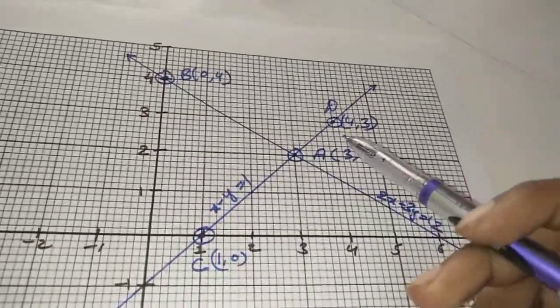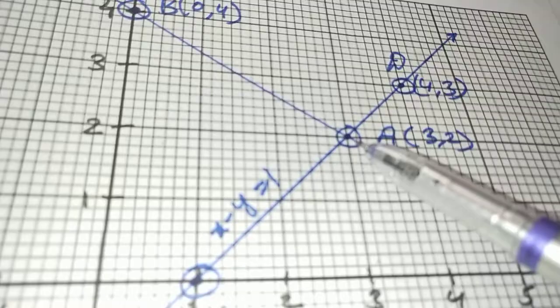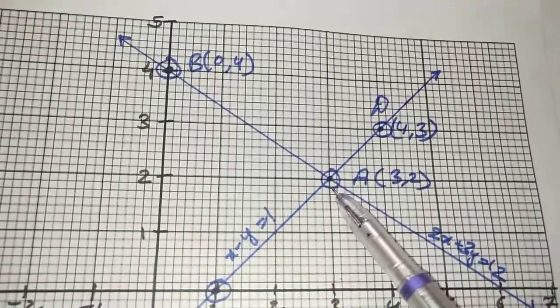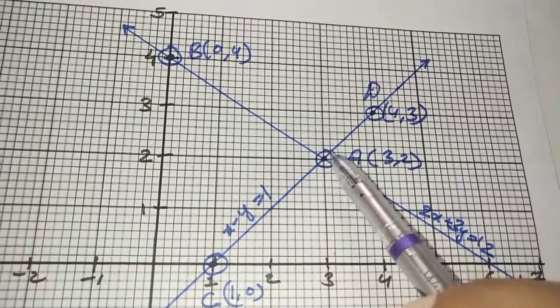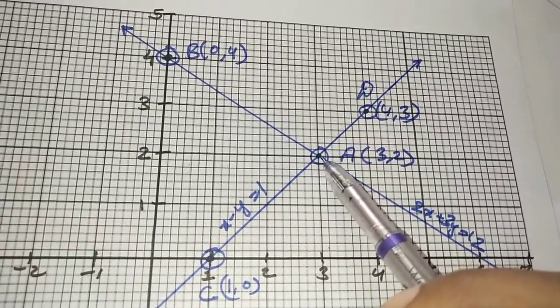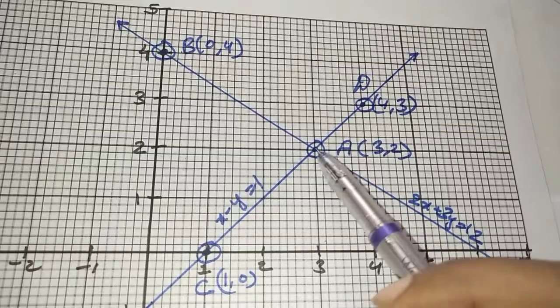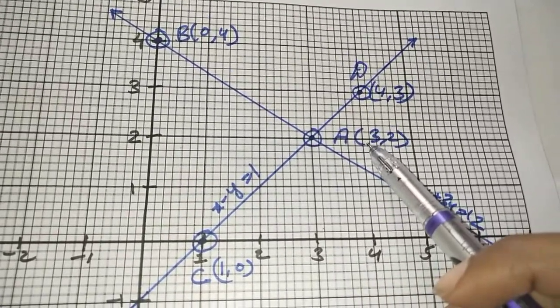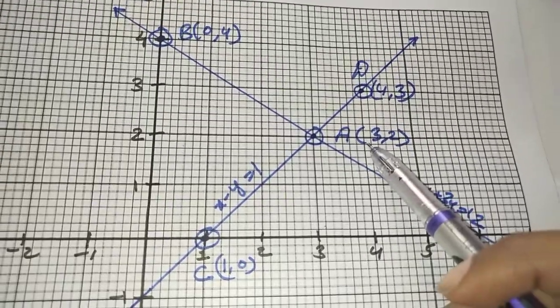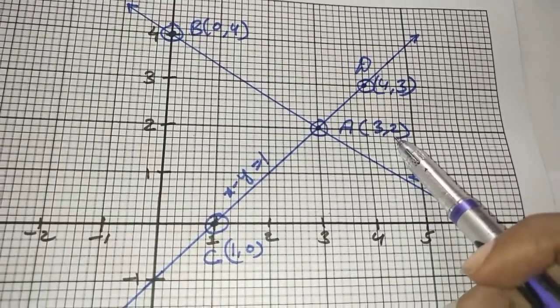And now what will be the solution? The solution will be the point where the two lines are intersecting. That will be the answer. So that means now what will be the value of x? The value of x is going to be 3, 2. The value of x will be 3 and the value of y will be 2. X part the value of x, y part the value of y.